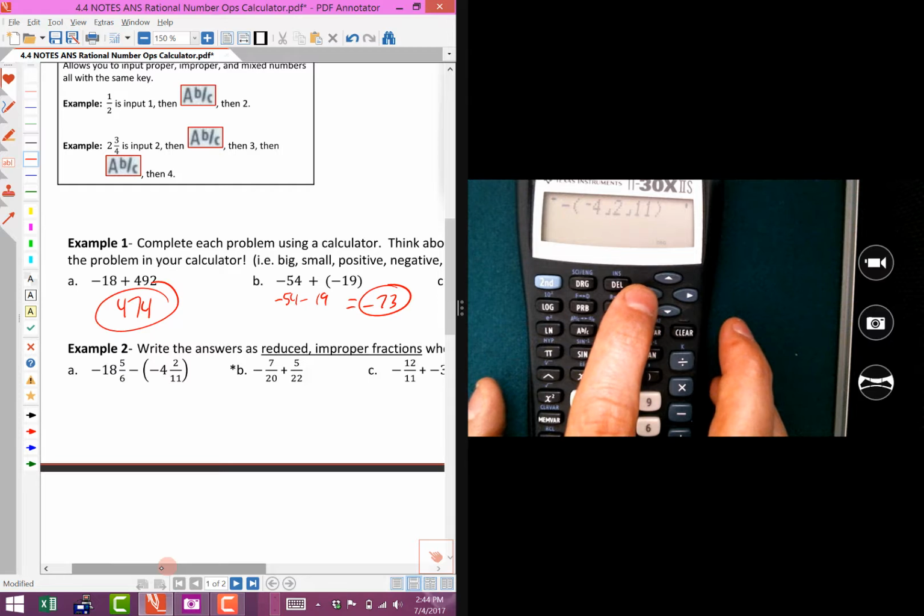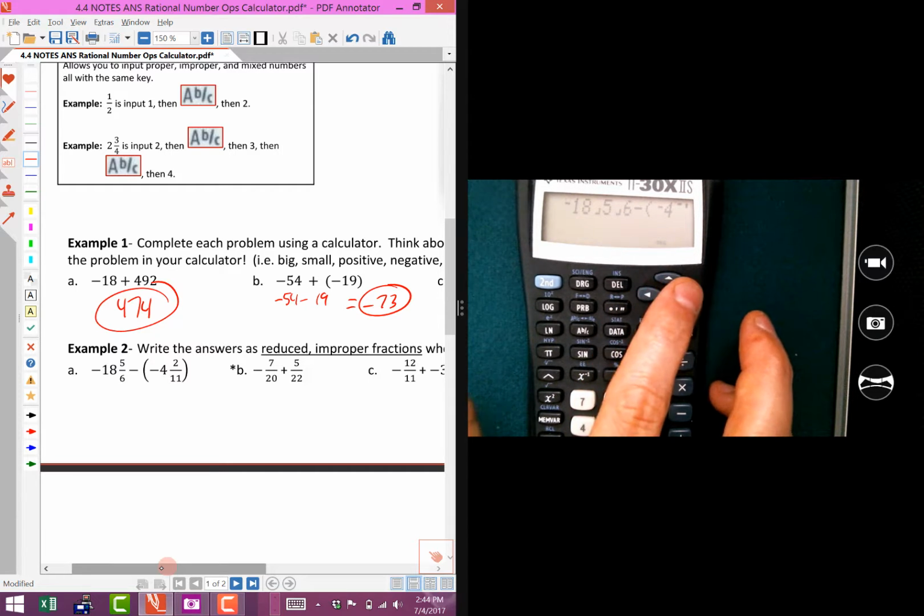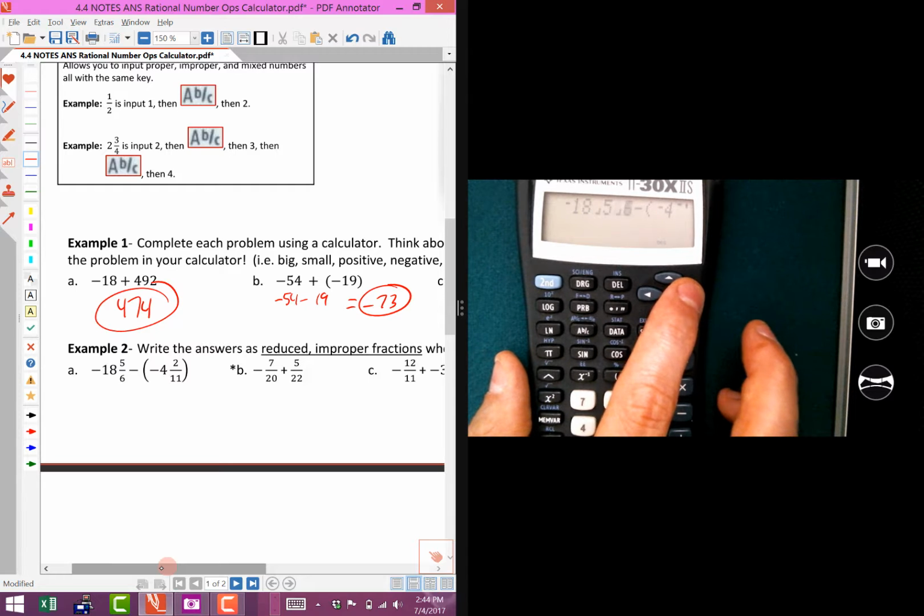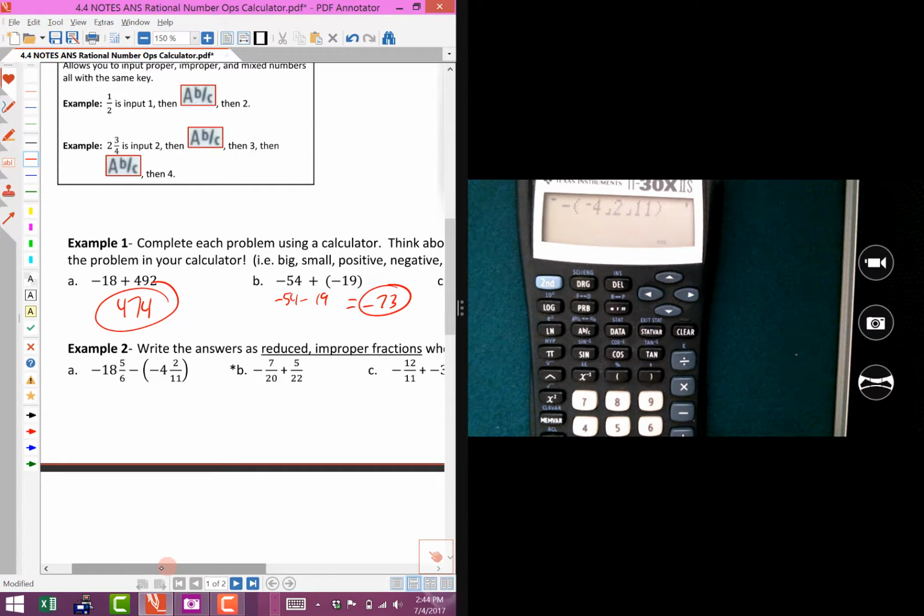Now, if you want to, you can use these arrow keys to kind of go back and look at everything and make sure you have it correct. So there's the negative 18 and 5/6. There's the minus. There's the parentheses and the negative. And there's the negative 4 and 2/11. Let's go ahead and hit enter and see what it says.